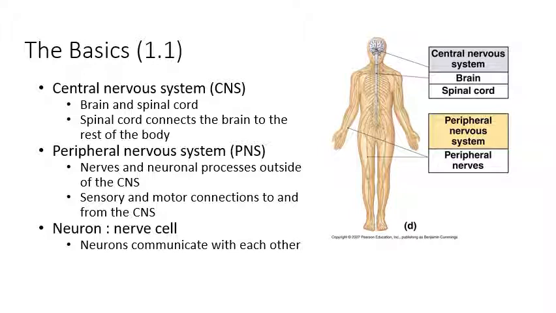In the peripheral nervous system, the periphery being like the outside part, right? So it's outside of the central nervous system. This includes the nerves and the neuronal processes outside of the brain and spinal cord, and it's comprised of sensory and motor connections to and from the central nervous system. So it takes information from the body, like touch, brings it up to the central nervous system, and then the central nervous system sends that information to complete actions.